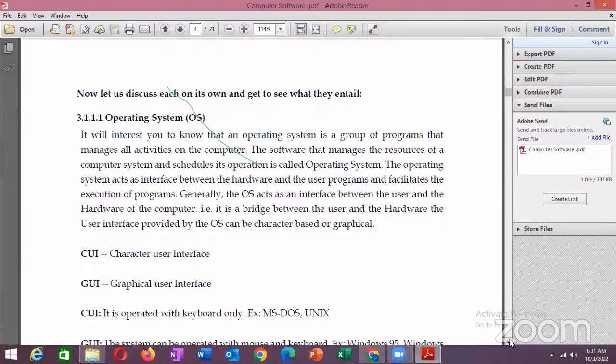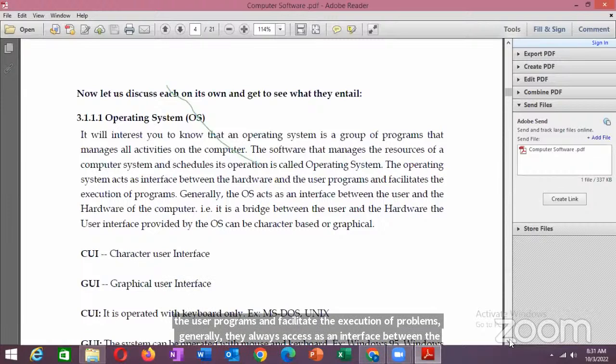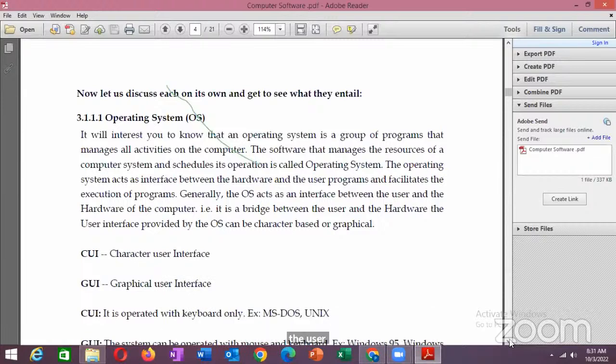So we have the computer hardware and we have the user. The user normally interacts with the hardware so that he can issue instructions. If you're typing on the keyboard, that's the hardware. The instructions are sent, and you can see the display through software. So generally the OS acts as the interface between the user and the hardware.